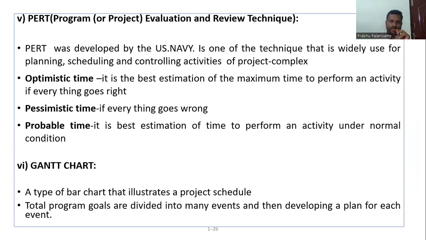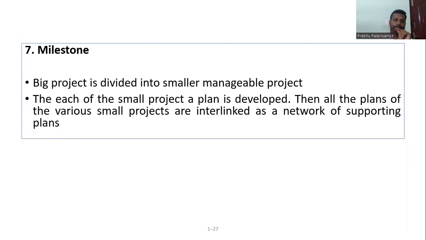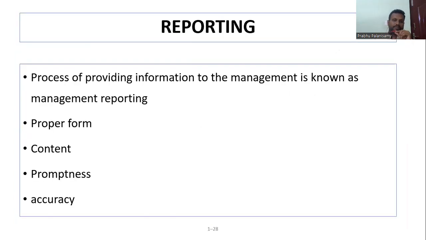We know the Gantt chart and PERT chart, where we have to find the optimistic, pessimistic, and probable time. The bar chart illustrates the project schedule, so what is going on can be monitored. Once the project is monitored in PERT and Gantt, all the people can know the status of the project: whether it is in profit or loss, whether there are any struggles, and whether anything needs to be directed or enhanced can be identified. We can identify the optimistic time, pessimistic time, and probable time of a project. Milestones: a big project is divided into small manageable projects, and for each a plan is developed, and the plans of the various projects are linked to network supporting plans.